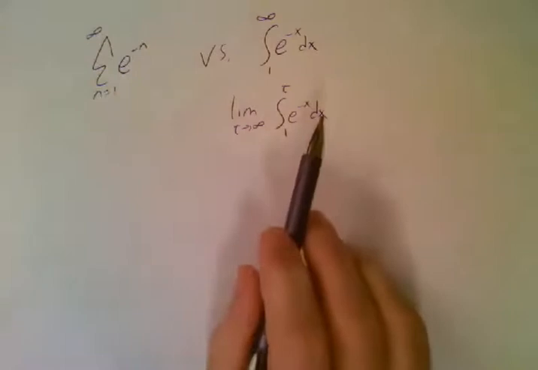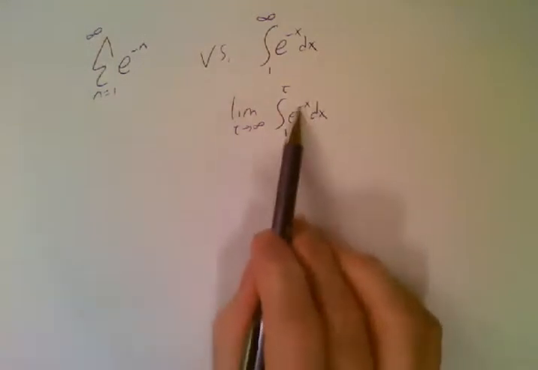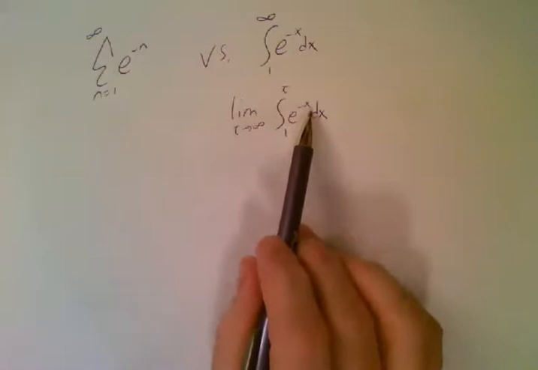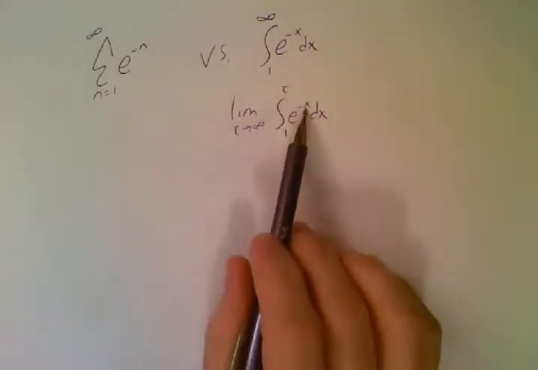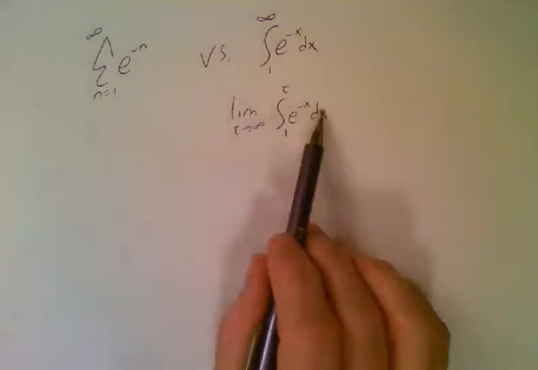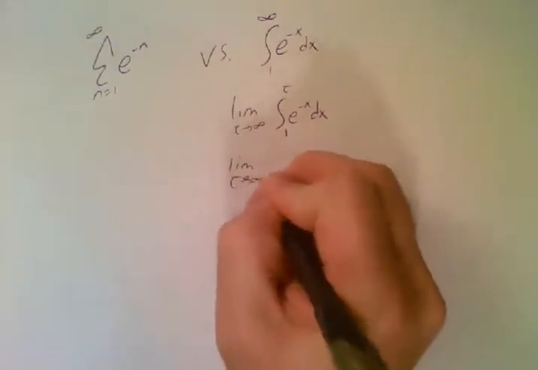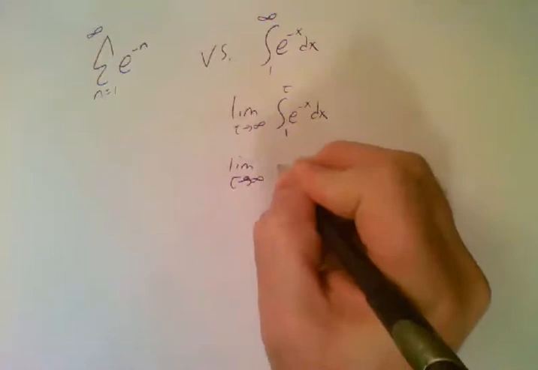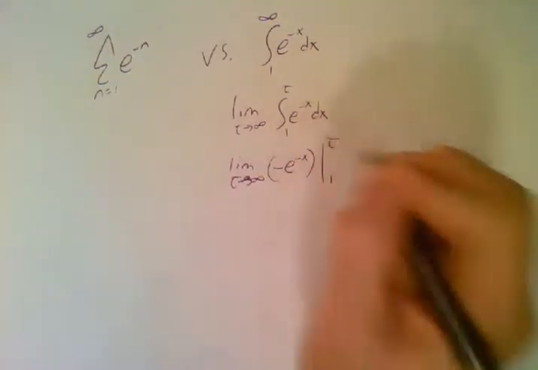Okay, and this one, I suppose I could do a U-substitution letting u equal negative x, but I think it's safe for this one to just know that there's a negative coming out of this, right? If I were to take the antiderivative, I would have e to the negative x over negative 1. So just to save a little time, I've got negative e to the negative x evaluated from 1 to t.